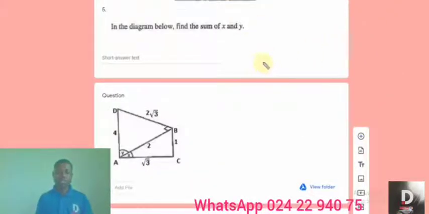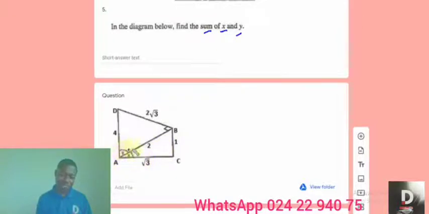In the diagram, find the sum of x and y. We are finding the sum. So if you find x, find y, sum them. That is the answer. Okay. What is x? They are angles. X and y are angles. I can see two triangles in the same diagram. Do you see the same thing as I do?